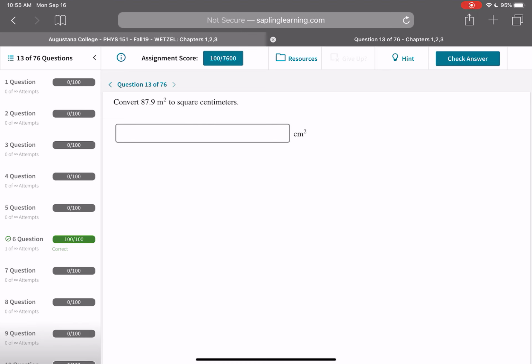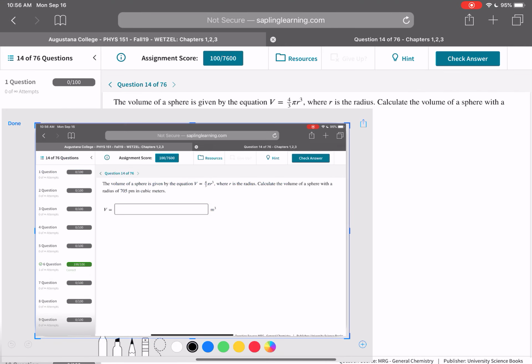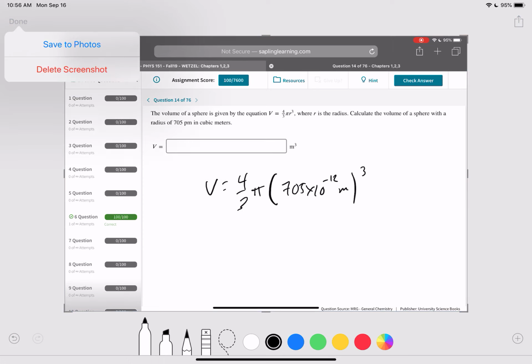Okay. So convert 87.9 meters squared to square centimeters. Again, you'll just convert from meters to centimeters twice. The volume of a sphere is given by the equation V equals 4/3 pi r cubed, where r is the radius. Calculate the volume of a sphere with a radius of 705 picometers in cubic meters. So you'll just say V equals 4/3 pi, and then r is 705 times 10 to the minus 12 meters, cubed. Okay, you do that, and that's your answer. Done.